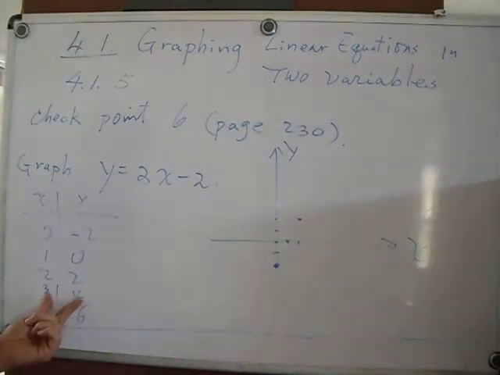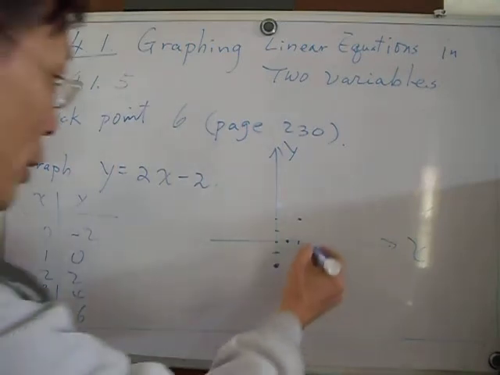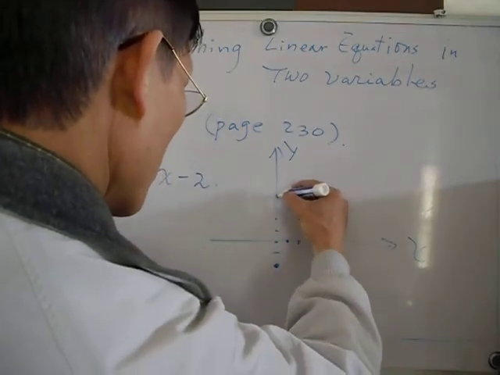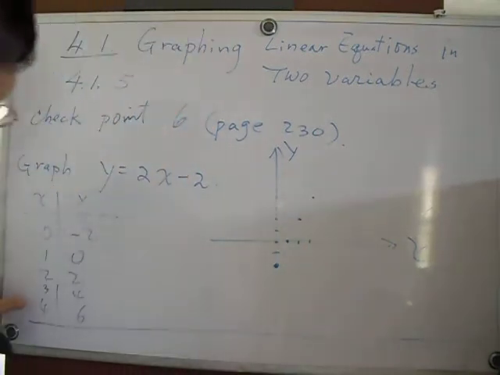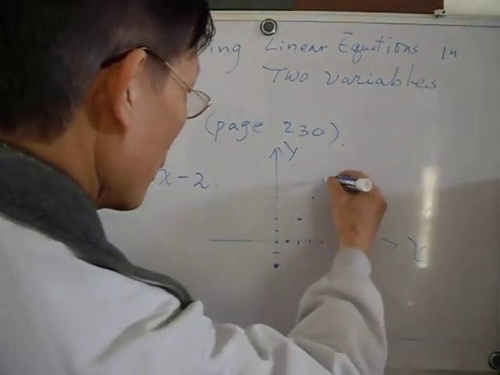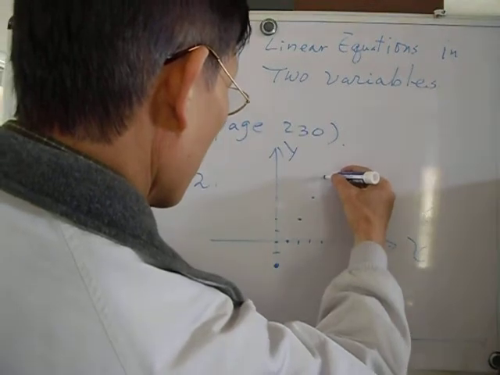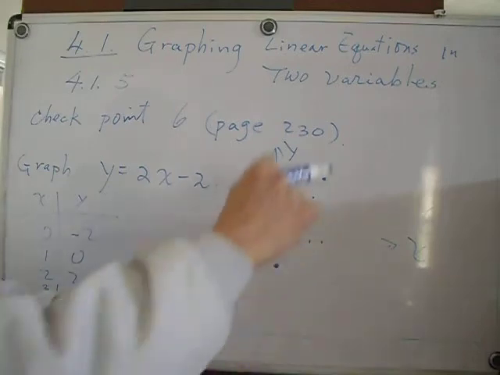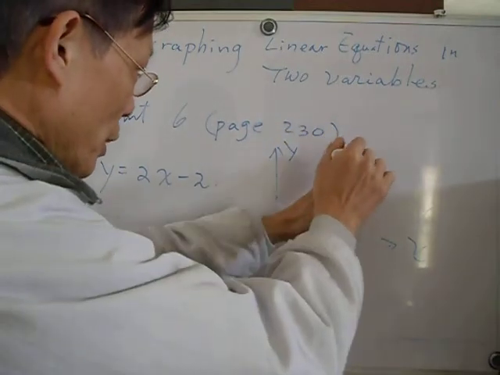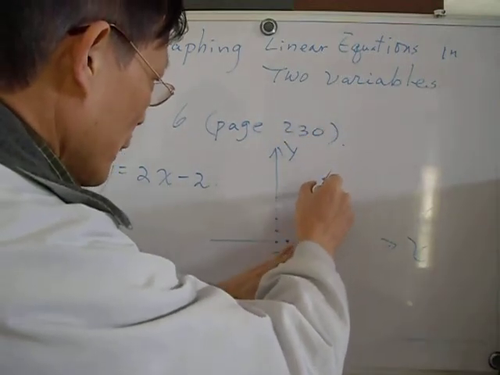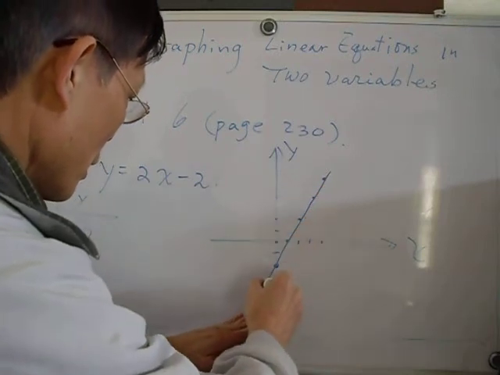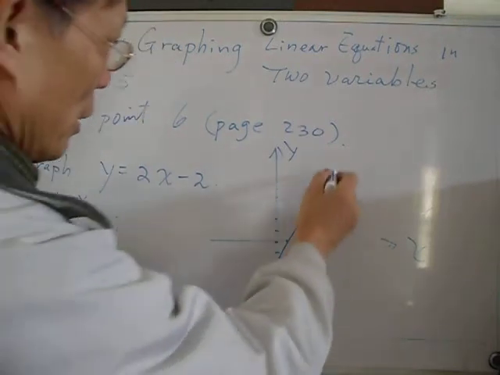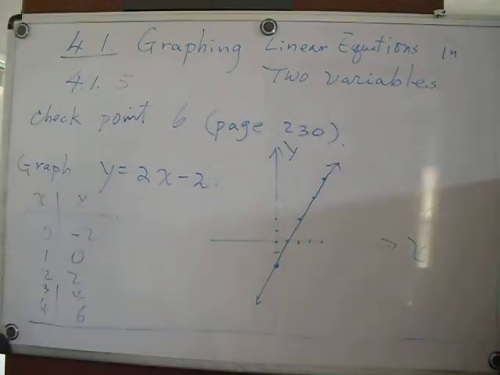Maybe the algebra is wrong. So next one, 3, 4 will be here. And 4, 6, right here. So these are 5 of the points. The next step is to use a ruler to connect them into a straight line. Okay, put an arrow on both ends. This is how we graph these linear equations. This is our first example.